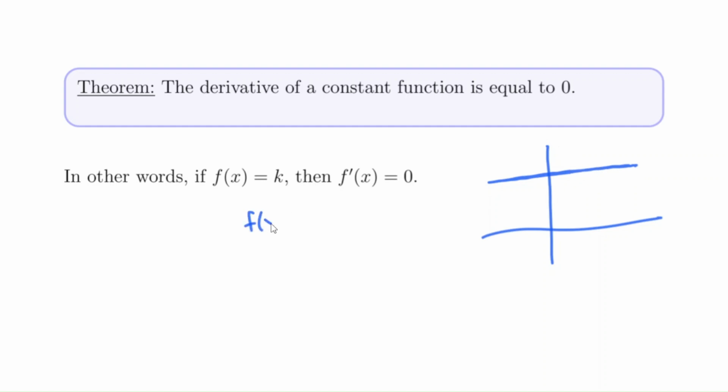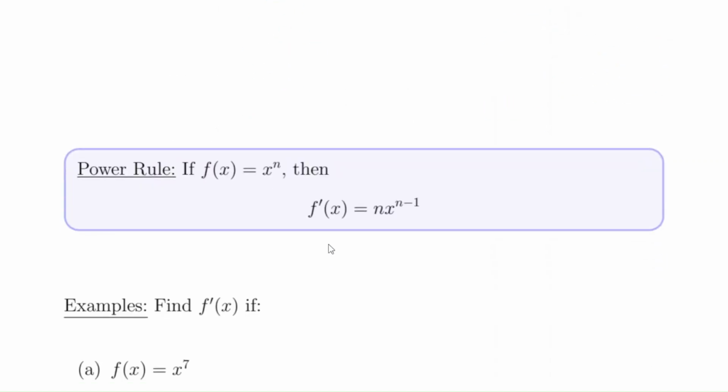All right, so if f of x equals 5, right? So if this is up here at a height of 1, 2, 3, 4, 5, f of x equals 5, right? There's the function. What is the slope of the tangent line? Well, the slope of the tangent line at any point is going to be 0. So f prime of x will be 0. So the derivative of any constant function is just going to be the 0 function.